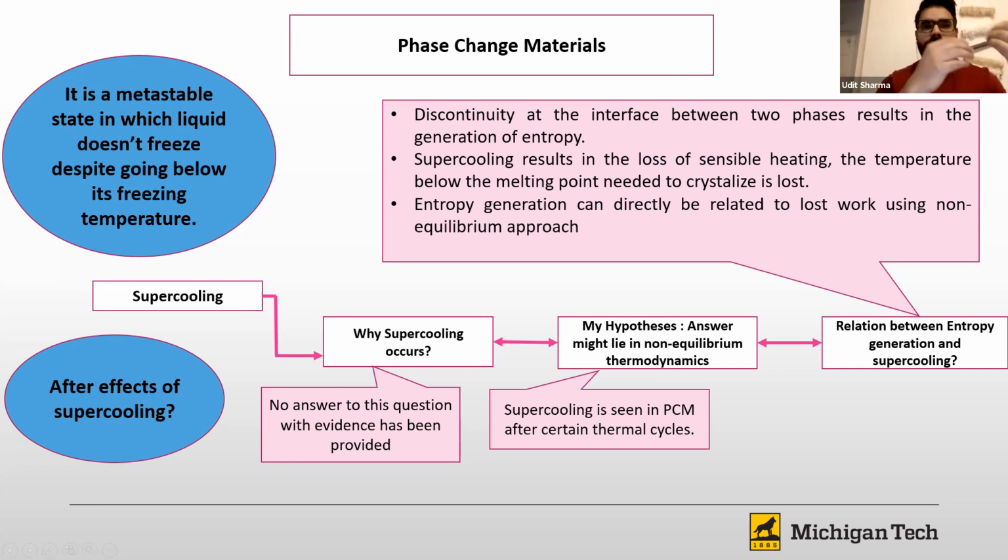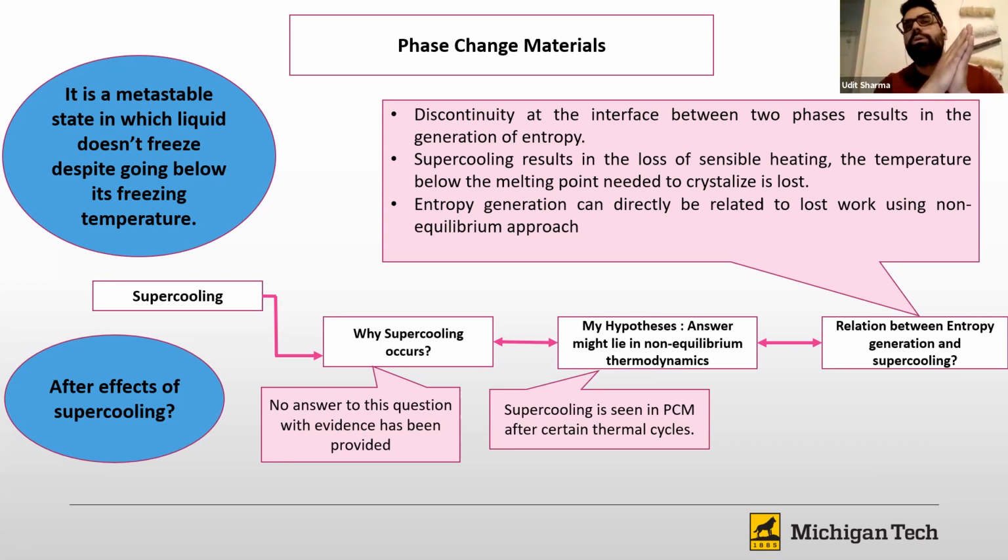What happens is that when that flux is being transferred from one phase to the other, there is entropy generation, and that entropy generation is, in my opinion, the reason for the supercooling. Why am I saying that? Because supercooling is basically nothing but the loss of the work that has already been put in.